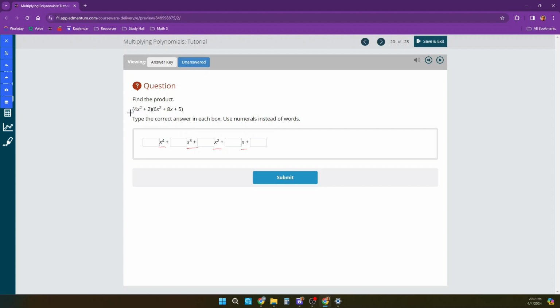So let's go ahead and set this up, multiply our first term into our polynomial, that being 4x squared times 6x squared. That should be 24x to the fourth. 4x squared times 8x is going to be 32x to the third. And 4x squared times 5 is going to be plus 20x squared.